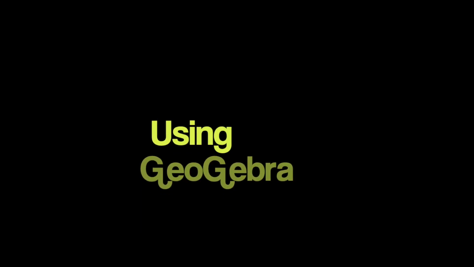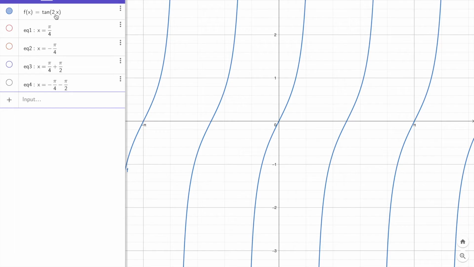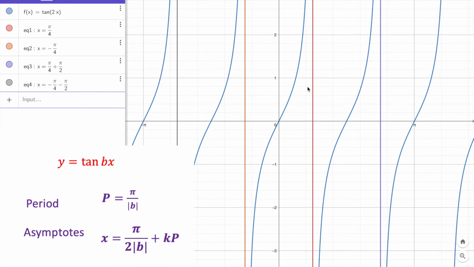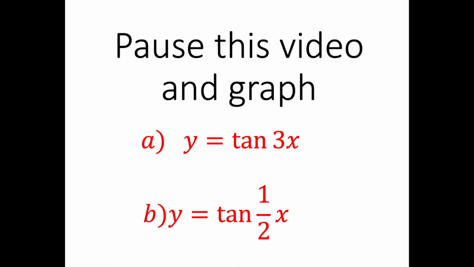Now let's use GeoGebra to graph this function. You need to type your function and some equations for the asymptotes you wish to show. Rules to remember: period is pi over the absolute value of p, and asymptotes are x equals pi over 2 absolute value of p plus multiples of the period. Using GeoGebra is helpful to check your manual sketch. Pause this video and manually graph these functions, then check using GeoGebra.